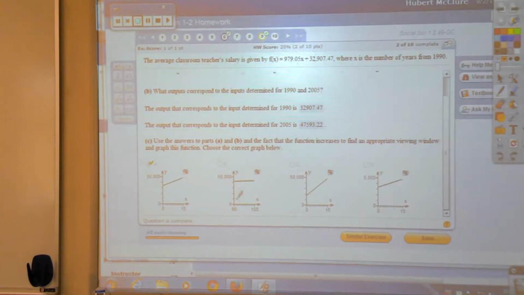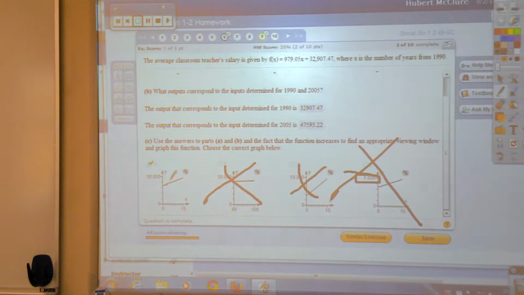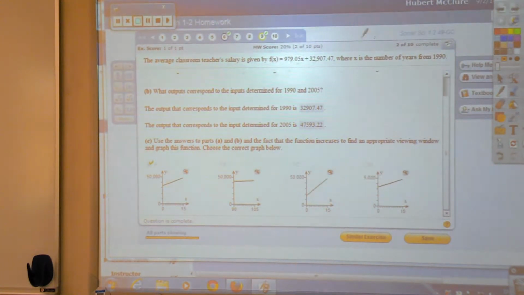What's wrong with this one? Too high, and it's also a straight line, which is not right. This one starts too low, and this one is way off. So they're just teaching you the law of deduction there. All right, that's a test question.